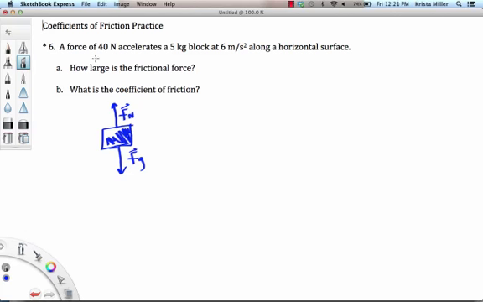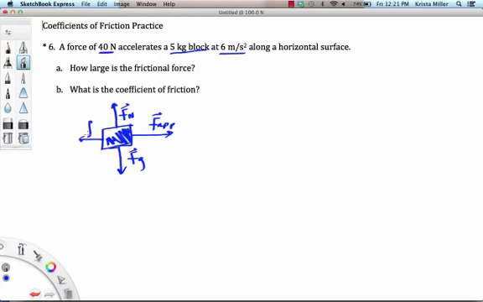And then here's the part that's a little tricky on this one. It says a force of 40 newtons accelerates a 5 kilogram block at 6 meters per second squared. So the question is, is this 40 newtons the net or the applied force? And here's the deal. We're going to try to find a frictional force, and so this is going to have to be an applied force. So we have this applied force, and I'll talk more in a minute about why that has to be applied, and then this is going to be our frictional force.